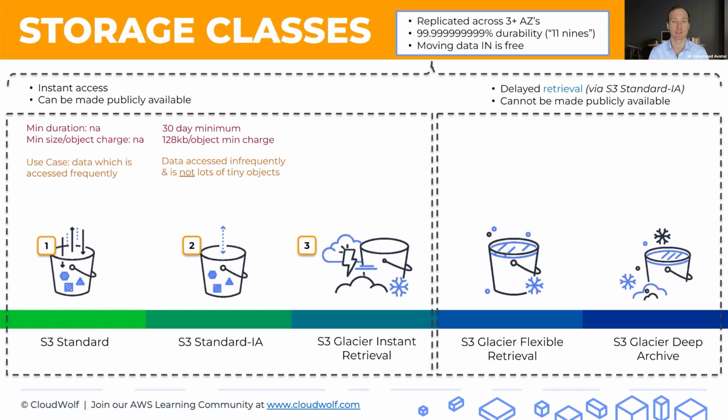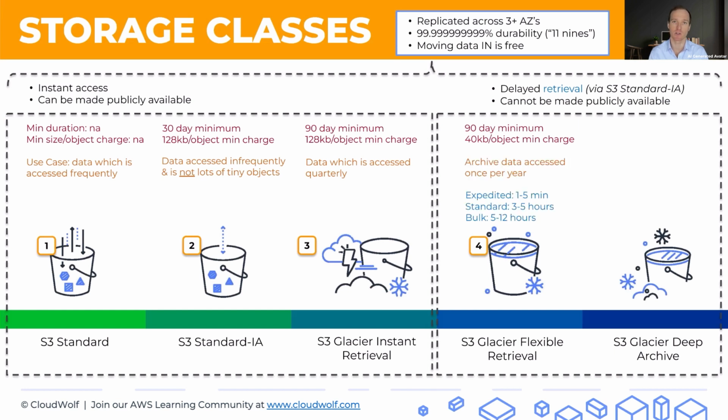Next is the third class, which is S3 Glacier instant retrieval. Here we have a 90-day minimum storage, and again that minimum object charge. And the use case here is data which is accessed quarterly because of the 90-day minimum. And now moving on to the right, we have S3 Glacier flexible retrieval. Same duration, 90-day minimum. There's a 40 kilobyte object minimum charge. You should use this to archive data that's accessed once per year.